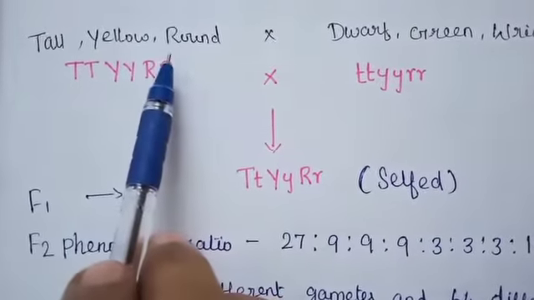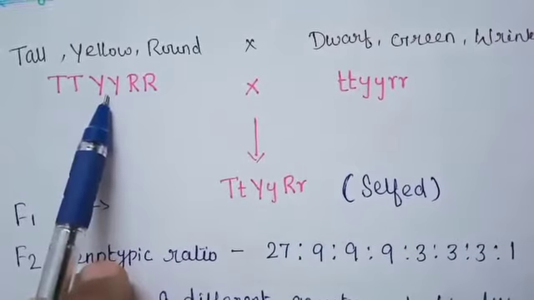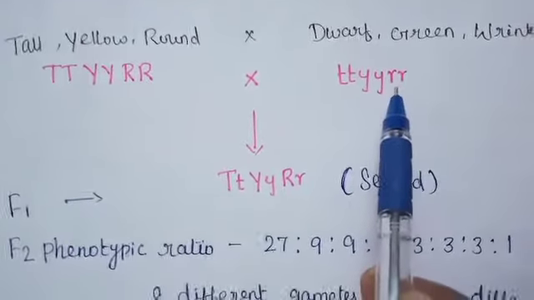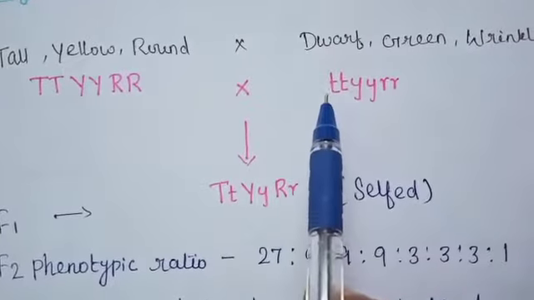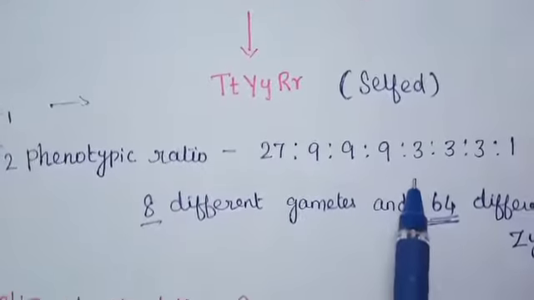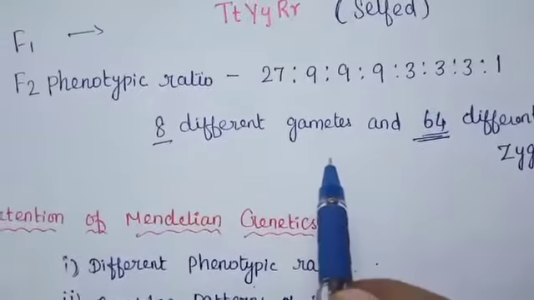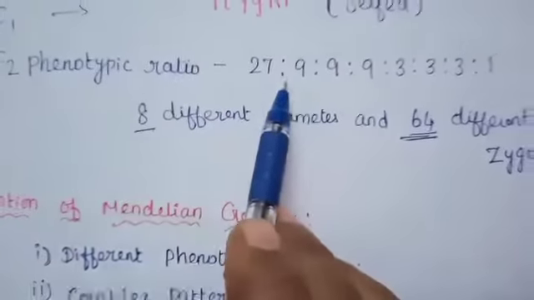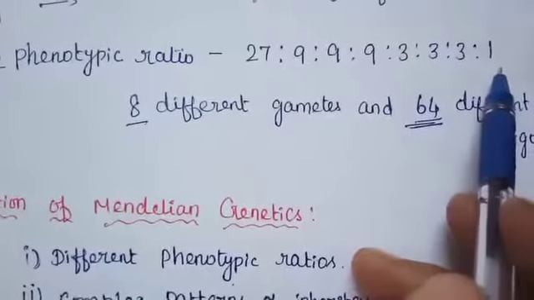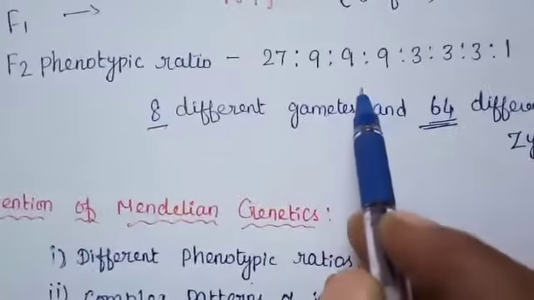A cross between homozygous parents in three pairs of genes. So capital T, capital T, capital Y, capital Y, capital R, capital R is crossed with small t, small t, small y, small y, small r, small r. This is called a trihybrid cross. Self-fertilizing trihybrid plants form 8 different gametes and 64 different zygotes in these combinations of three single pair crosses operating together. So here the ratio is 27:9:9:9:3:3:3:1. These are 8 different gametes, so 64 different zygotes in total. This is a trihybrid cross.